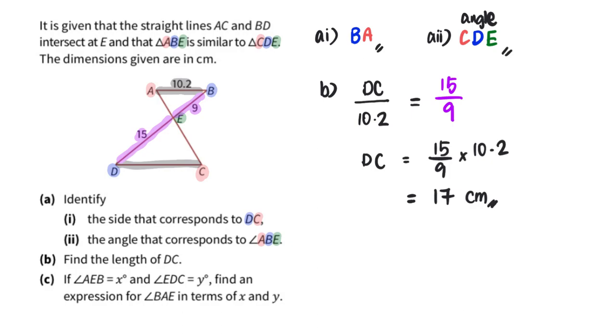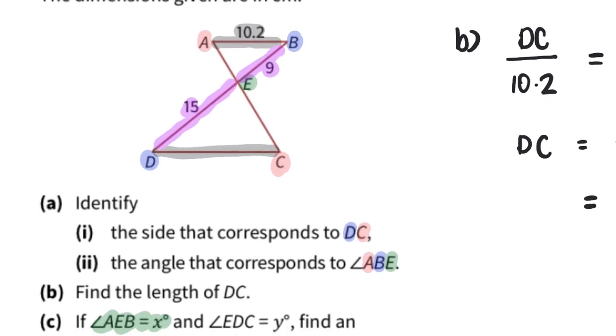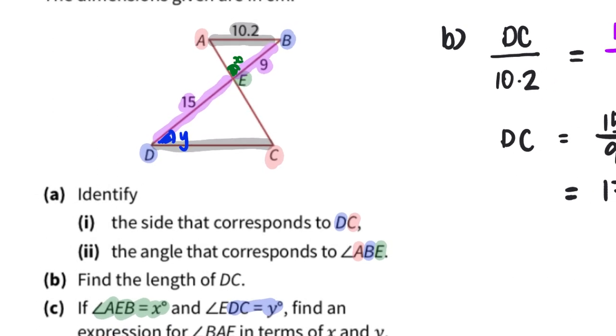Alright, so for part C, we will have AEB as X, so I'm going to just zoom in. AEB will be this part here. This will be X. And my EDC, blue color, because it is D, EDC will be here. This is Y. Find an expression for BAE. They want this red color angle.